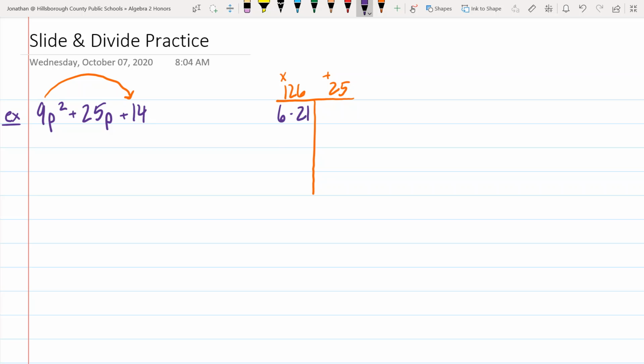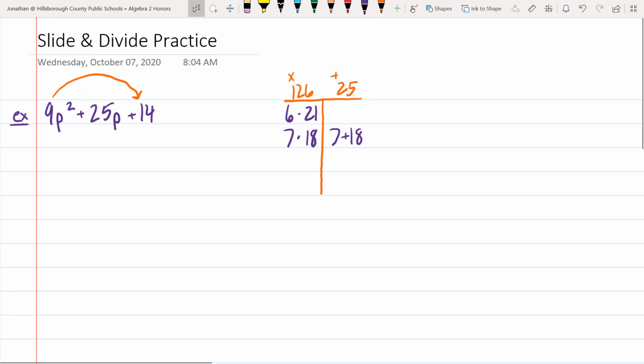126 divided by 7. Ooh, all right. 7 and 18. I know that's going to give me 25. These are all positive, so I don't really have to work with these signs that much. All right, slide and divide step 1 complete. Pick my factors.